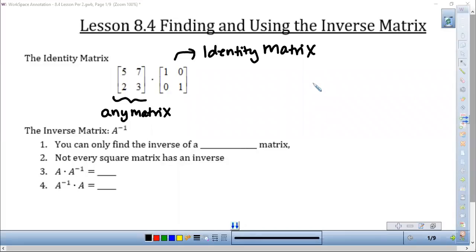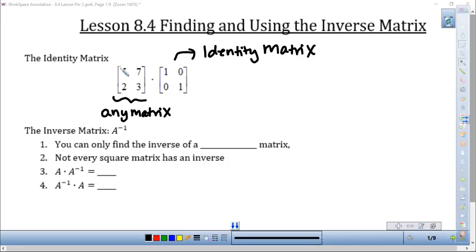In lesson 8.4, we're going to talk about finding and using a special matrix called the inverse matrix. Before we talk about the inverse, we need to have an understanding of a special matrix called the identity matrix. The identity matrix is the second matrix that's listed here in the 2 by 2 form. It's 1, 0, 0, 1.